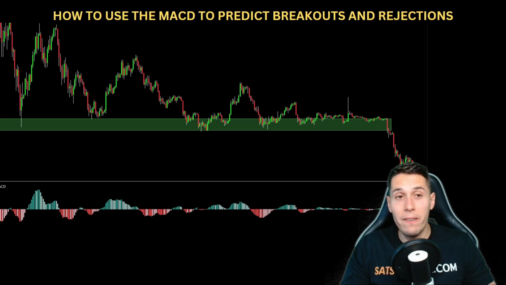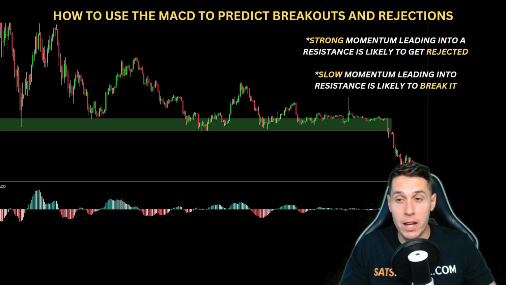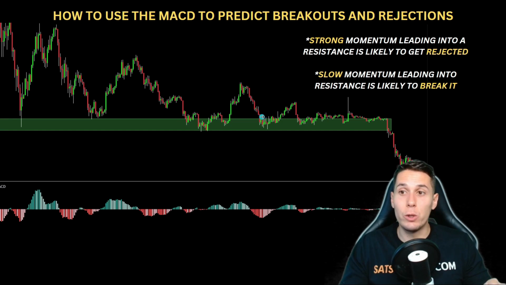Now I want to show you another very powerful technique with the MACD which you can use to predict breakouts and rejections. For this technique we use the histogram only, that's why I hid here the MACD and the signal line. We don't need those, we only need the histogram. And I want you guys to remember that the strong momentum leading into resistance is likely to get rejected, and a slow momentum leading into resistance is likely to break it.